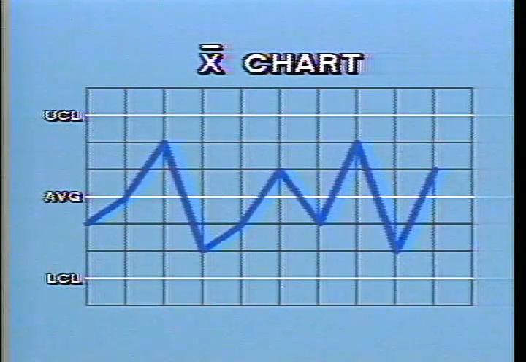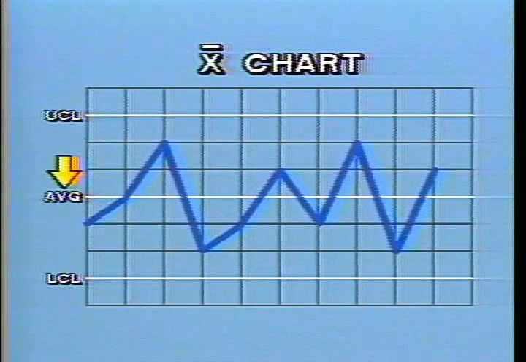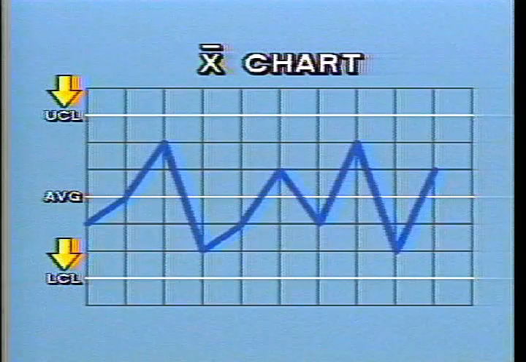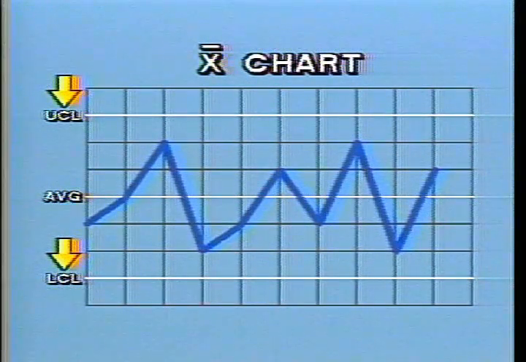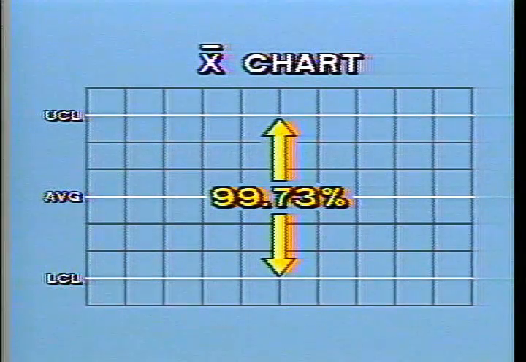There are three important lines drawn on this control chart. The middle line represents the average size of the measurements taken during the capability study. It represents the center of the bell-shaped curve. It is called the center line or average line. The other two lines are called the upper control limit and lower control limit. The mathematics of SPC proves that 99.73% of all the measurements made will fall between the upper and lower control limits when the process is in control. Therefore, when any value falls outside these limits, the odds are very good that the process is out of control.